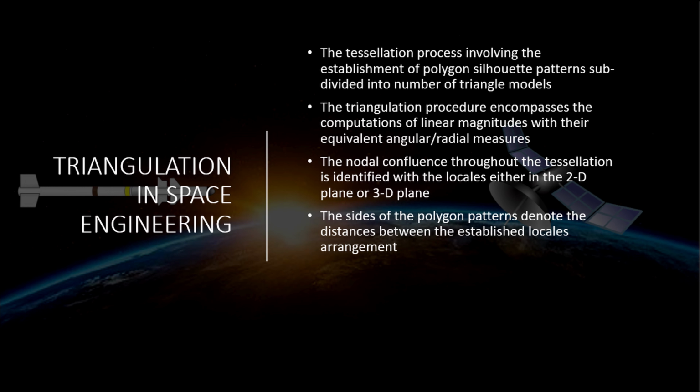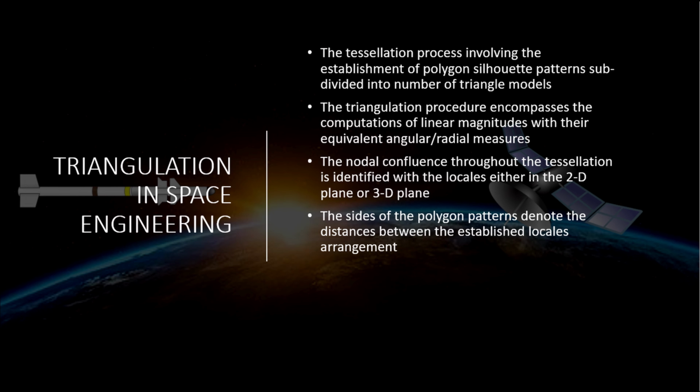The triangulation procedure encompasses the computations of linear magnitudes with their equivalent angular measures. So basically this point details that triangulation establishes relations between the angular magnitudes and linear magnitudes. So basically on one side we would be having kilometers, meters as units, and on the other side we would be having degrees, radians, other units.